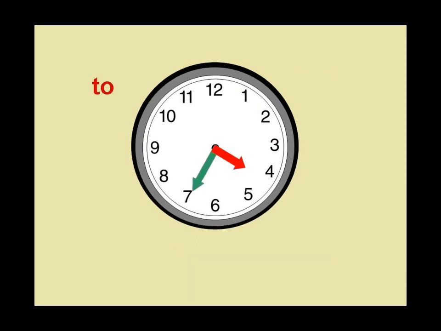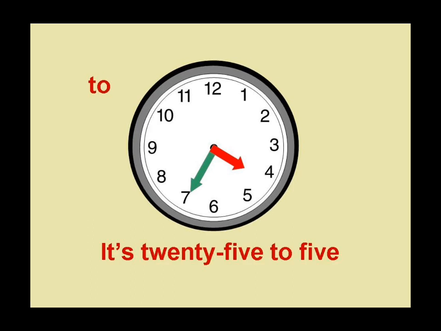Now, when it's in the 30 minutes on the second half of the clock, on the way up to the new hour, we say to, or some people say till or until. We're going to use to. So on this one, the real time, if you just read it, is 4:35. Now, let's look at how we can use the time before. It's 25 to 5. So, look at the green minute hand. In 25 minutes, it'll be at the next hour, which is 5. So, it's 25 to 5.